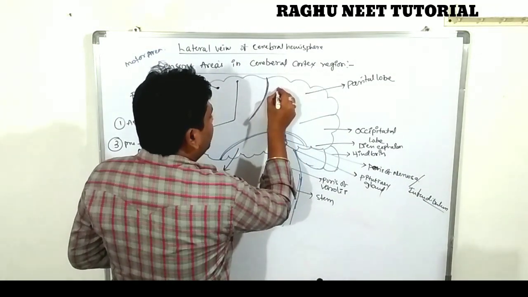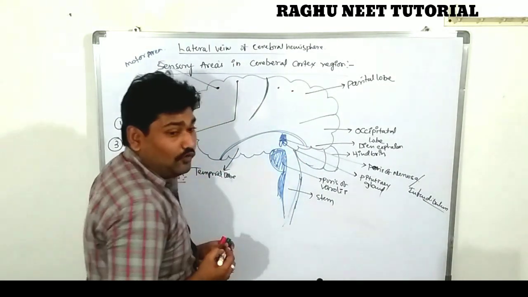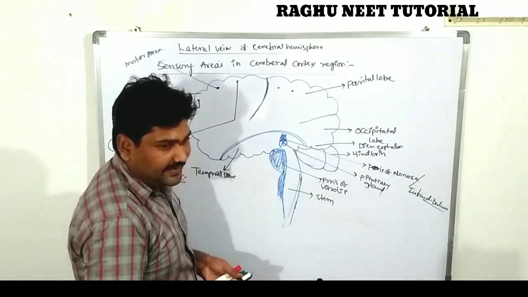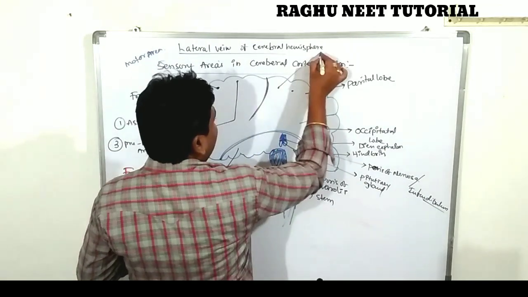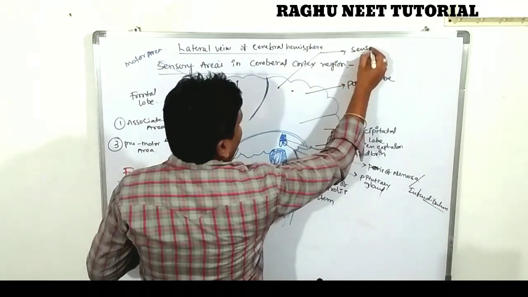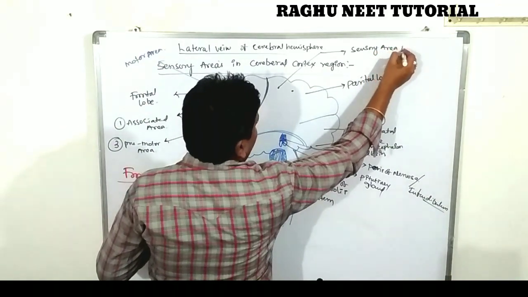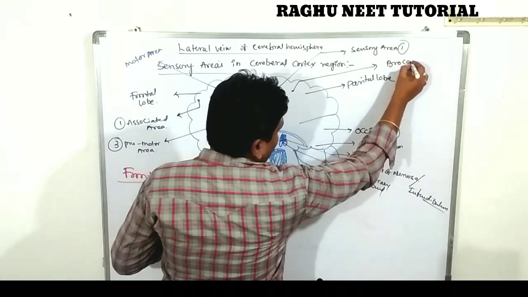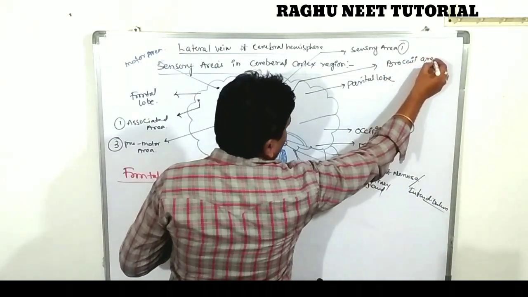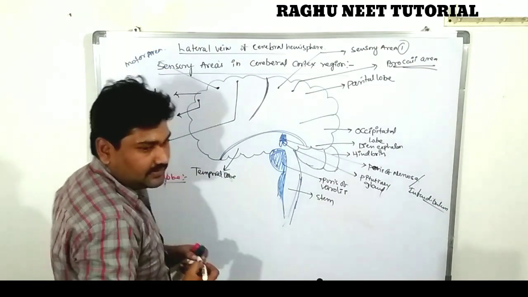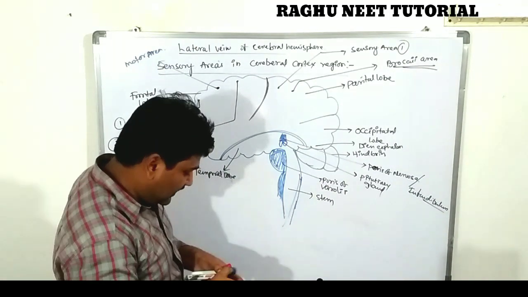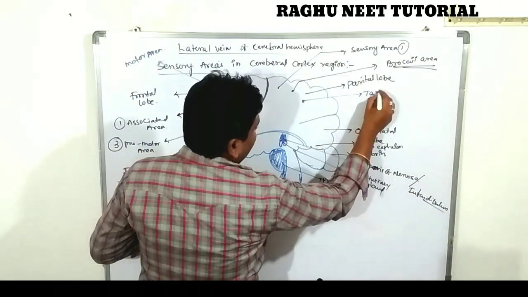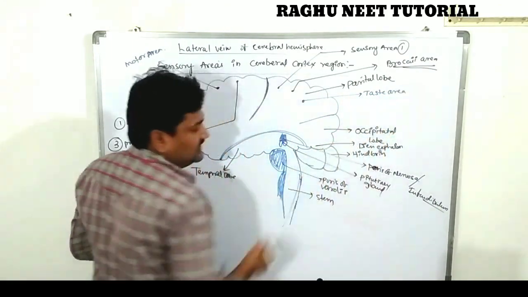The parietal lobe consists of 4 different types of sensory areas. First is the sensory area. Second one is Broca's area. The third one is the taste area.